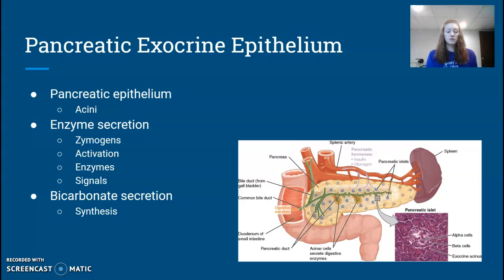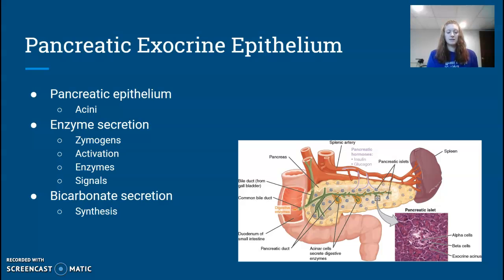Exocrine secretions include digestive enzymes and sodium bicarbonate. These secretions come from lobules called acini. These lobules of the pancreas are very similar to the ones that you find in the salivary glands.